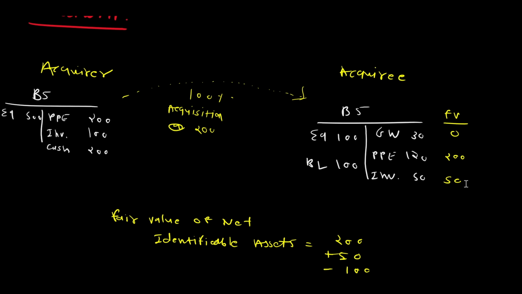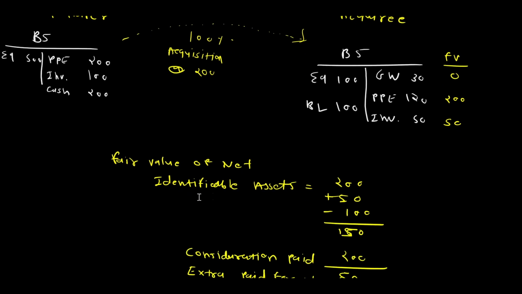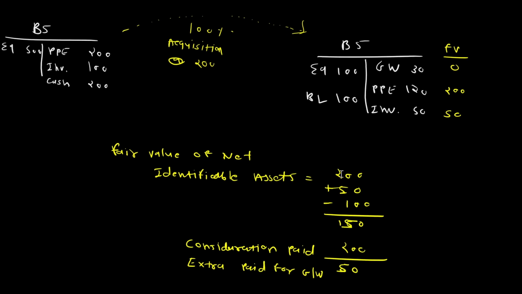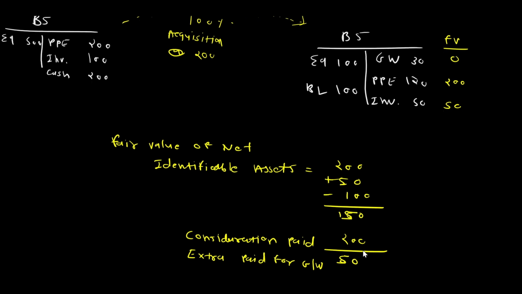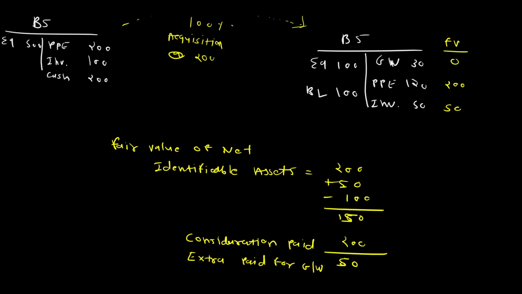My inventory fair value is the same as his, so my fair value of net identifiable assets became 200 plus 50 minus 100 rupees of bank loan. So its business is worth only 150 rupees, and I have paid the consideration of 200. So I have paid an extra 50 for his goodwill. Goodwill is an intangible asset that represents the excess value paid for a business over its net assets during the acquisition.